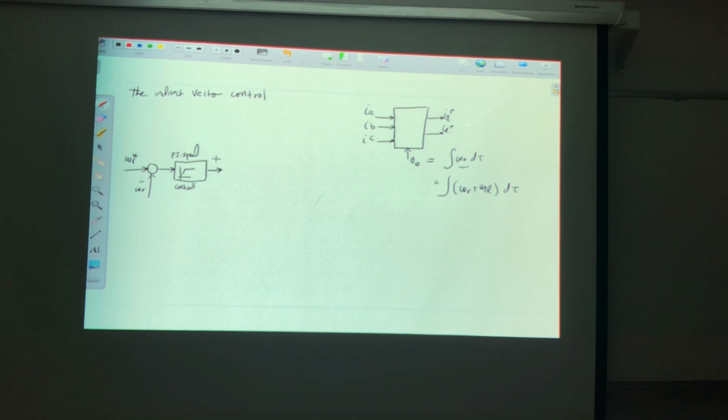Now, the output of the speed control is what? Is torque. Yeah? Now, let's see. Do you remember what the torque relation was under vector control? It was 3 over 2, P over 2, M squared over L R, IQS, IDS. Yes? Good?